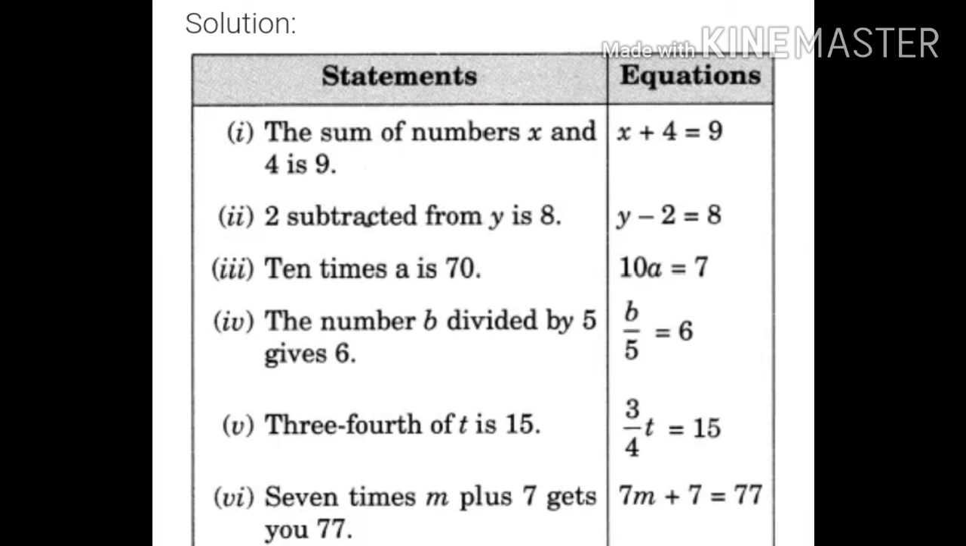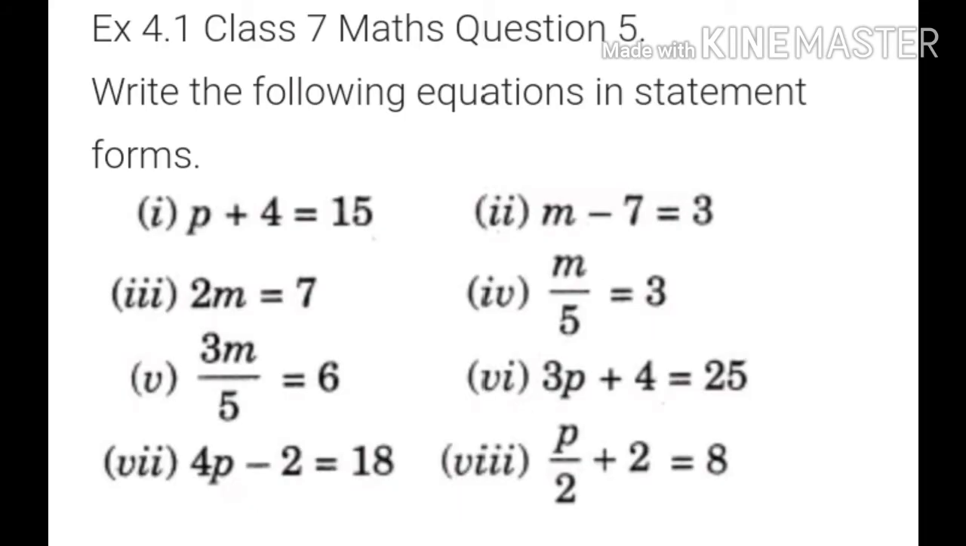The number b divided by 5 gives 6. b upon 5 is equal to 6. 3/4 of t is 15. 3 upon 4 t is equal to 15. Similarly, the 6th part will be done and the remaining parts can be done by yourself.